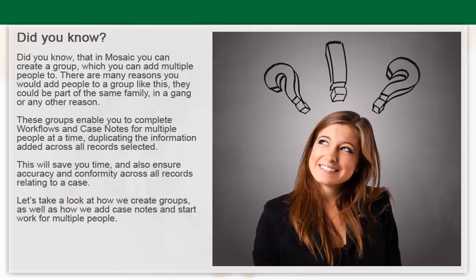Did you know that in Mosaic you can create a group, which you can add multiple people to? There are many reasons you would add people to a group like this. They could be part of the same family, in a gang, or any other reason. These groups enable you to complete workflows and case notes for multiple people at a time, duplicating the information added across all records selected. This will save you time and also ensure accuracy and conformity across all records relating to a case.